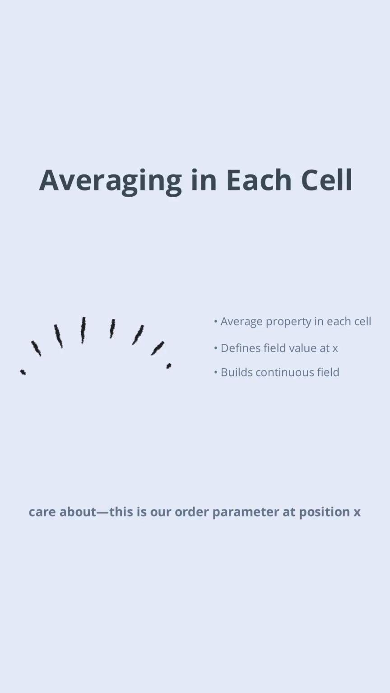This is our order parameter at position X, for instance. If we're studying magnetism, we'd average the magnetic moments of all particles in the cell. This average becomes the value of the field at that point.